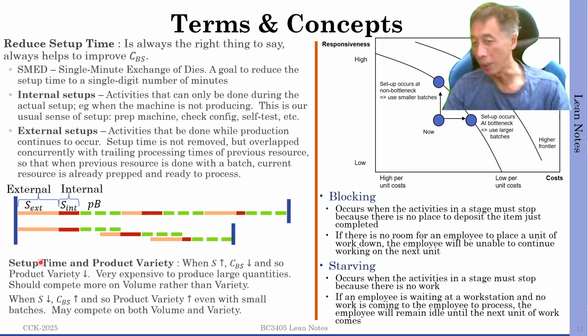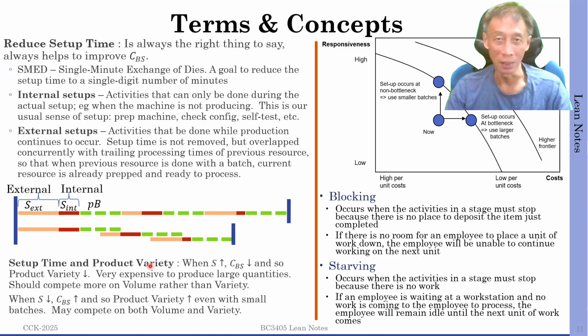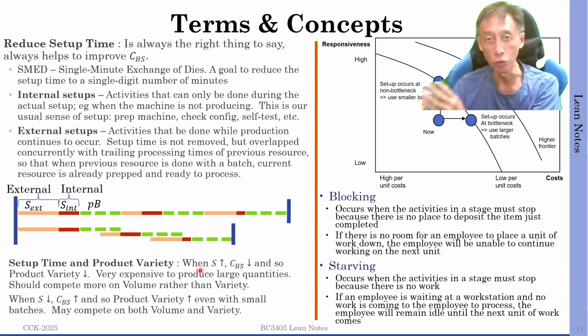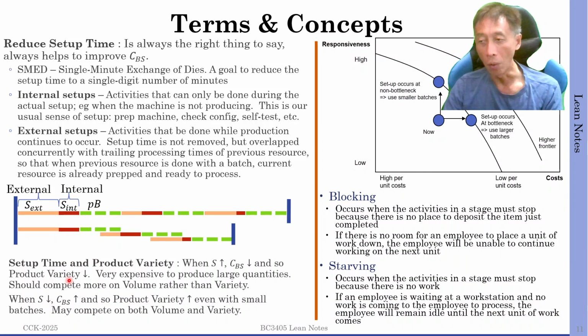Going to the next topic, setup time and product variety. That means the effect of long or short setup time on the company or business ability to produce different models of goods. So when setup time is large, we learned already, right? The fixed cost is high, so your net production capacity is very low, high penalty.